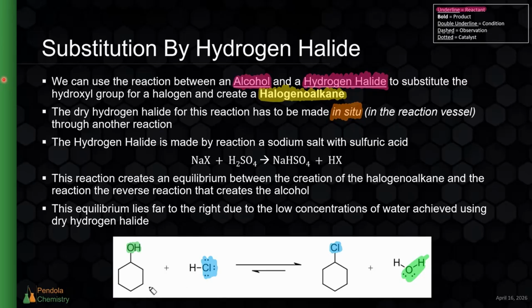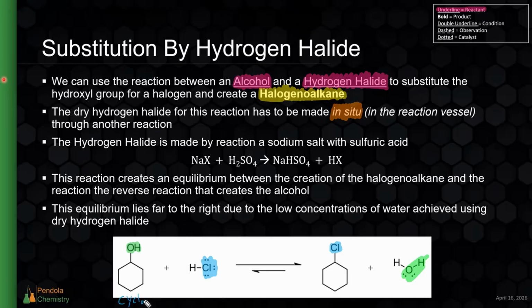Meaning that this reaction happens, but we can't just react something like, this is cyclohexanol, with HCl by adding HCl to the mixture, because HCl is not stable like that. So the cyclohexanol, let me make that smaller.